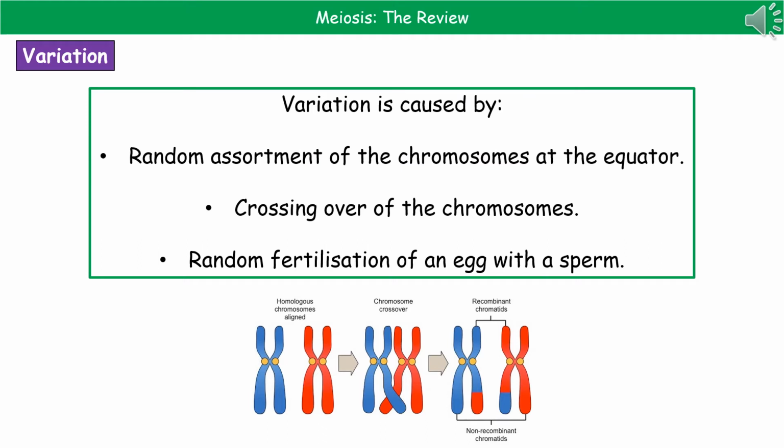We know that organisms that reproduce sexually have variation, and that variation is caused by 3 things. First, random assortment of the chromosomes at the equator, so that means different ones end up at the poles. Secondly, crossing over of the chromosomes where little bits are traded. And finally, the random fertilization of an egg with a sperm.